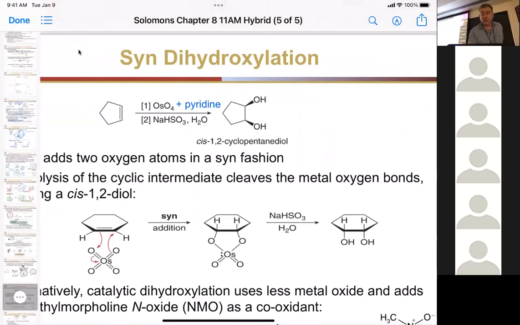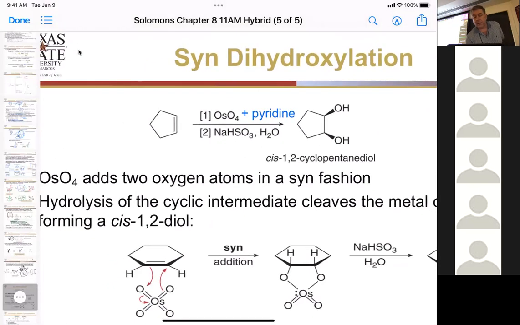Okay. So in this right here, we have a thing called osmium tetroxide and a little bit of base. And then you have a mild reducing agent on the end to break the intermediate. And that gives you cis diols. Okay. They're adding on the same side. So it's a cis diol.